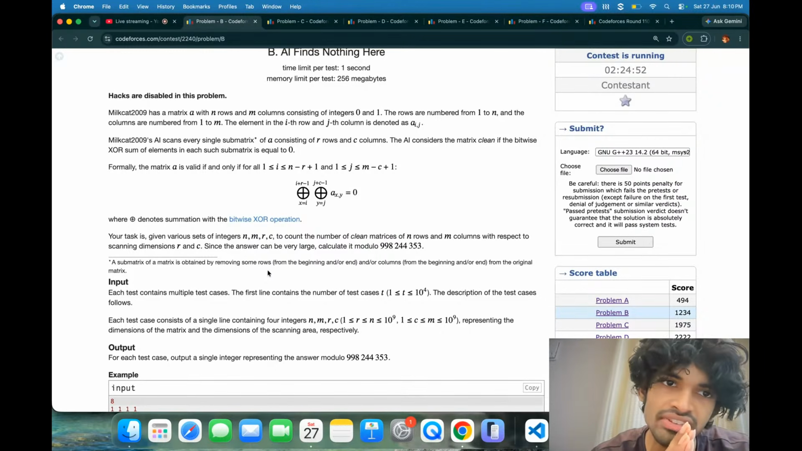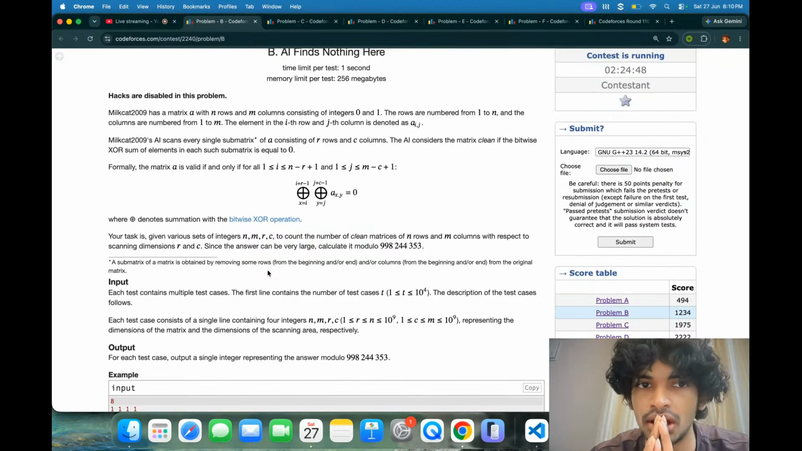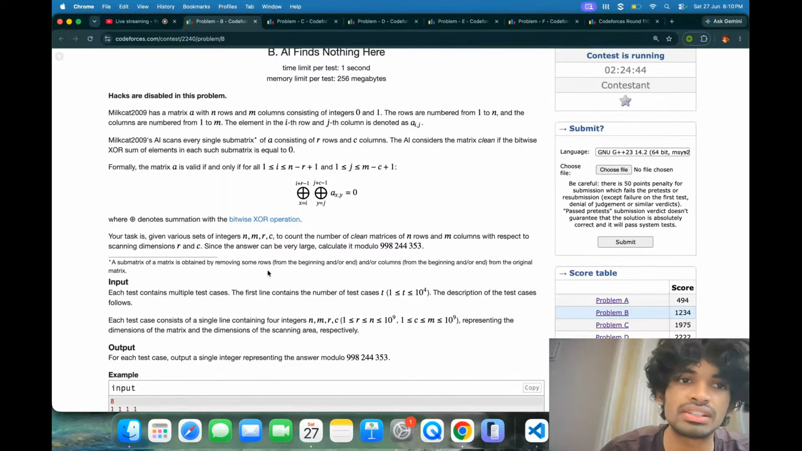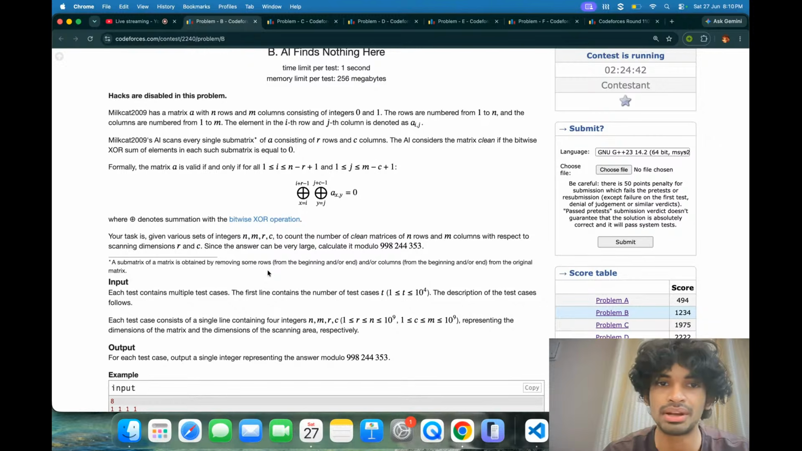AI scans every single submatrix of A consisting of R rows and C columns. So we will scan all of them. The AI considers the matrix clean if the bitwise XOR sum of elements in each of the submatrices equals 0. Your task, given various sets of integers n, m, r, c, is to count the number of clean matrices of n rows and m columns with respect to scanning dimensions of r and c. Oh, this seems complex, but maybe it's not that complex. Maybe it is easy. We never know.